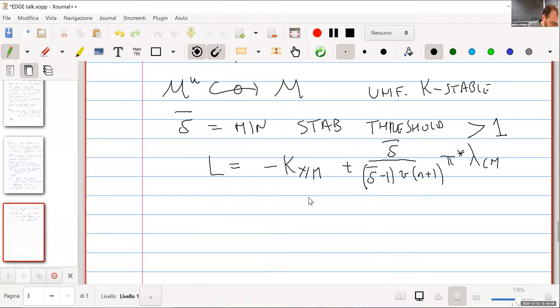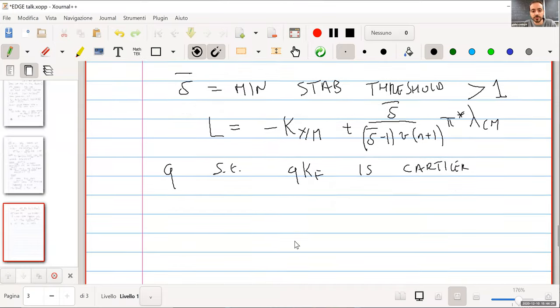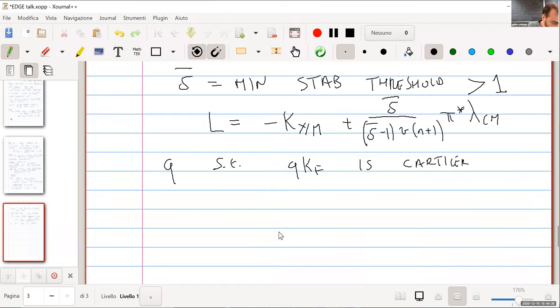Okay, and now I take Q such that Q K_F is Cartier, and okay, let me put it this way. We have more results, but let me just take this to make it shorter.